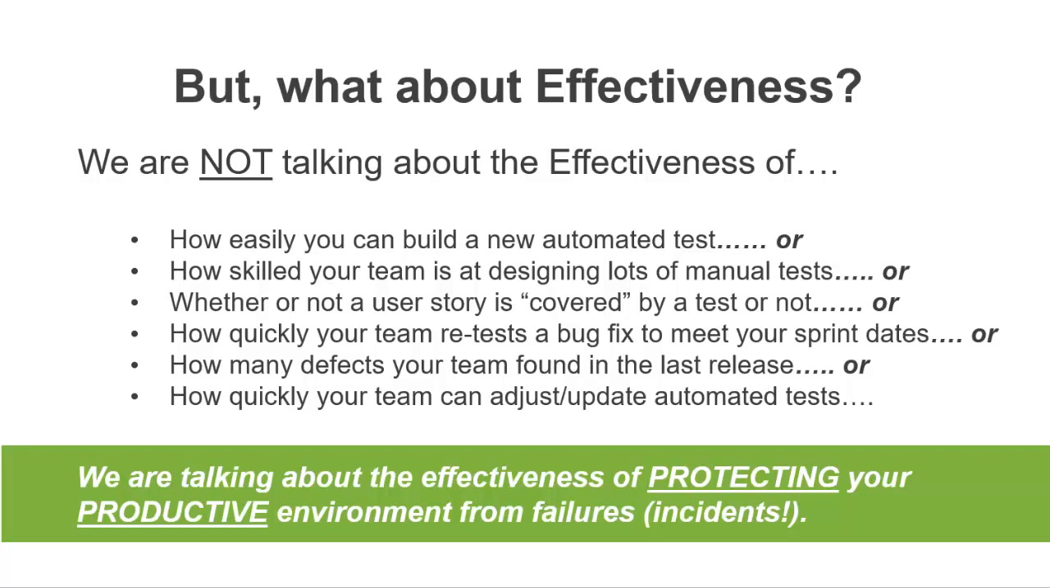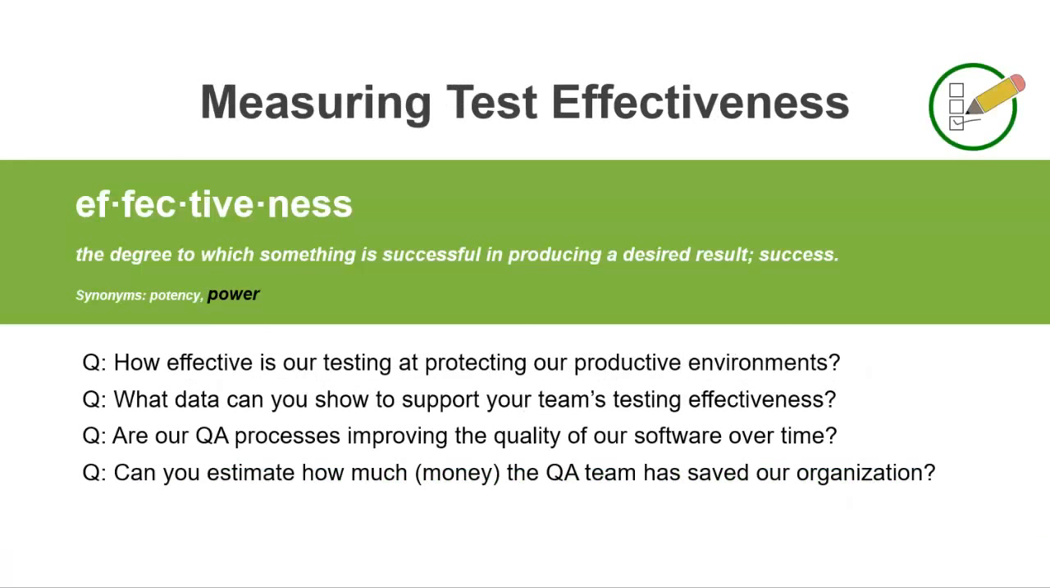So we're going to show you how to focus on the right thing today to protect your productive environment, and the end result is it's going to give you the fuel that you need to improve upon your quality assurance processes, both prevention and detective techniques. So if you Google effectiveness right now, if you get a chance, the definition that comes up is the degree to which something is successful in producing a desired result.